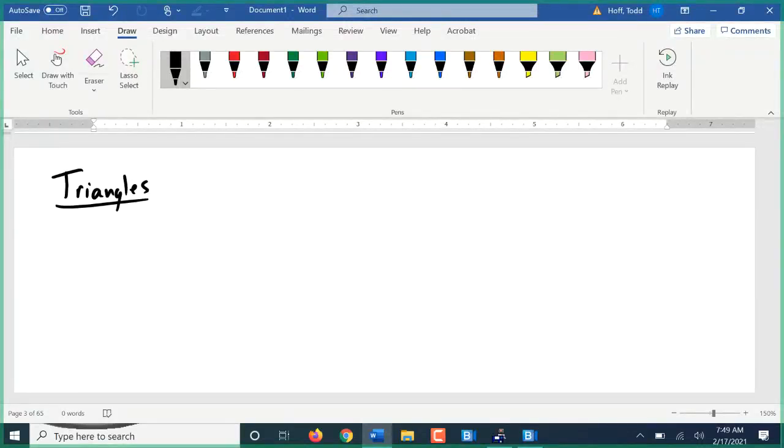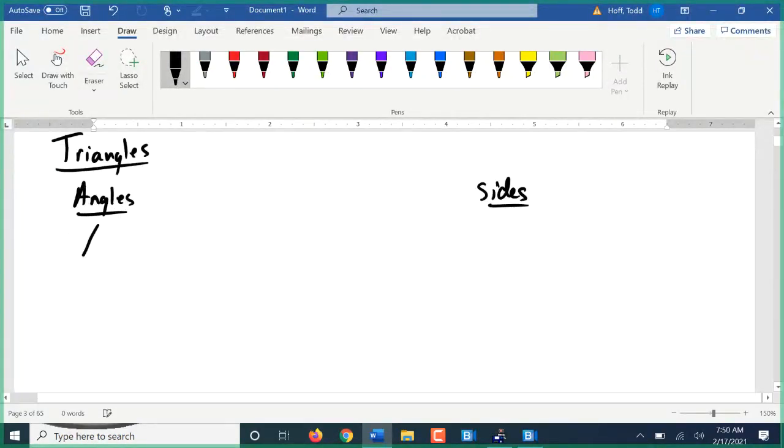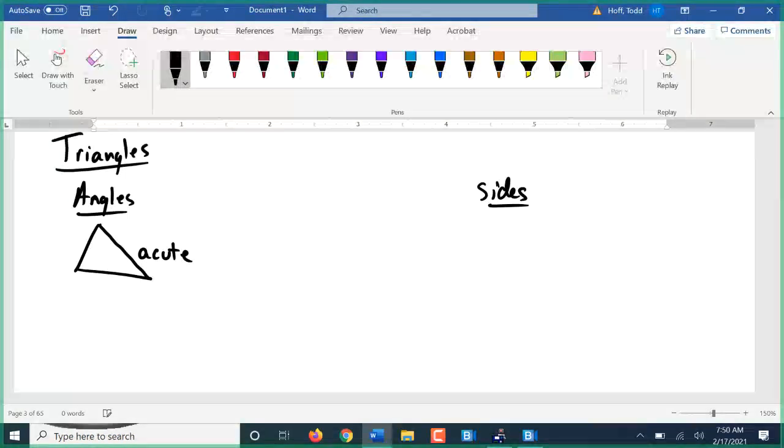So we've talked about angles. Triangles can be classified in 2 different ways. Classified with their angles or their sides. Classifying with their angles, this triangle would be called acute, because the largest angle of that triangle is still an acute angle. So we classify using angles, classify based on the largest angle. That one's acute, this one is obtuse.